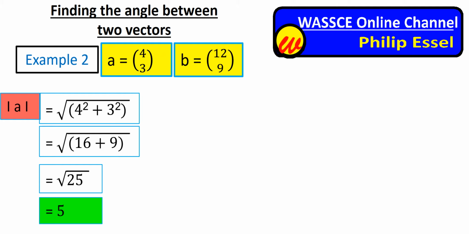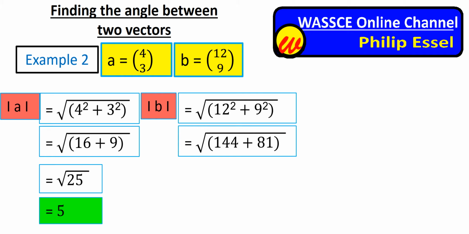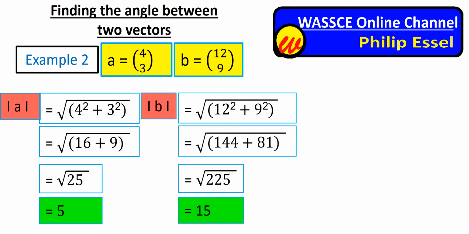Let's find the magnitude of the vector B. This will be given by the square root of (12² + 9²). This will give us the square root of (144 + 81), and that will give us the square root of 225, and this would give us 15.